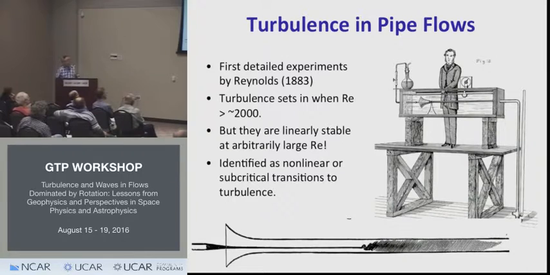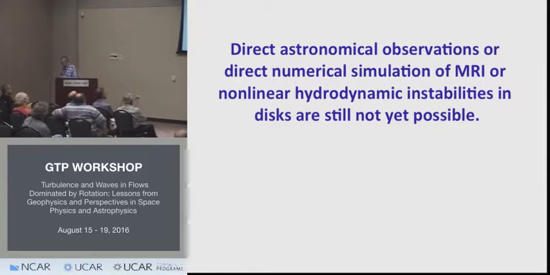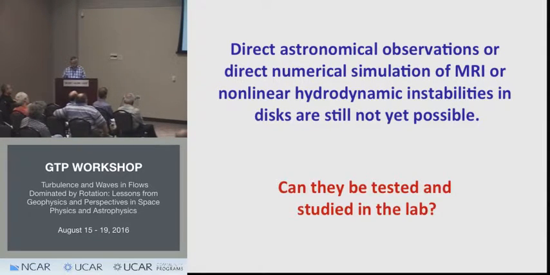And then we know supercritical transition to turbulence through rough walls is, relatively speaking, a well-known phenomenon in the fluid dynamics or engineering world. So now, for me, in the near future, there's no hope to measure directly through astronomical observation or direct numerical simulation, either MRI or nonlinear hydro in the real disk. So that's the value. We can try to do that in the experiment, to test whether it can really work or not.